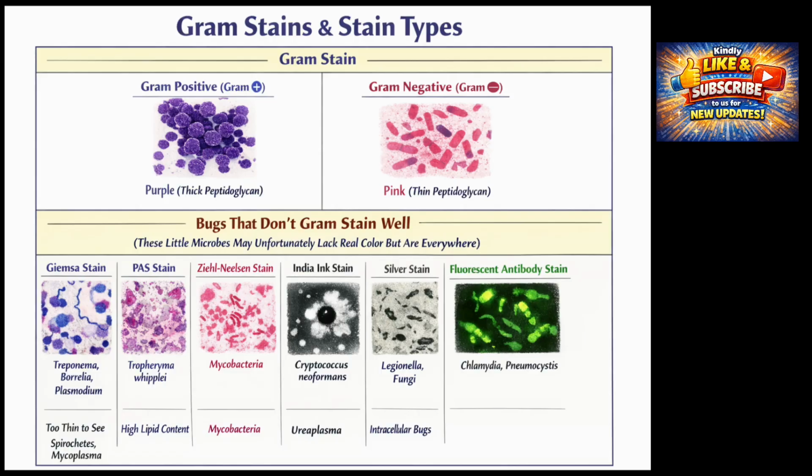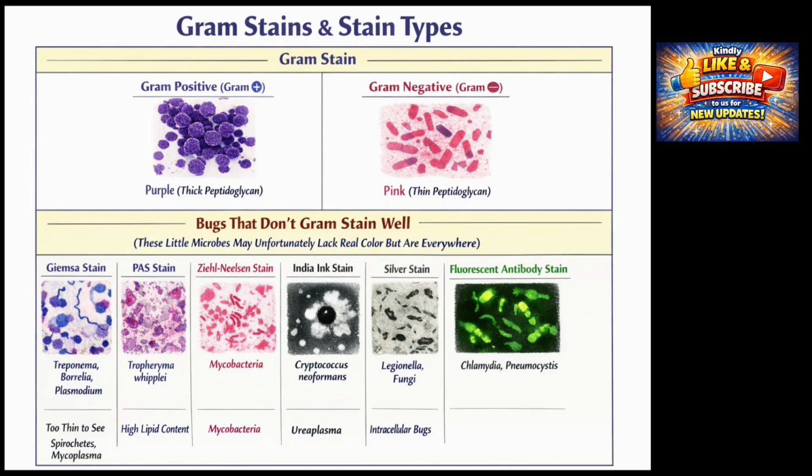Mycoplasma and Ureaplasma lack a cell wall entirely, so Gram stain is ineffective. Certain intracellular pathogens, including Chlamydia, Rickettsia, Legionella, Bartonella, Anaplasma, and Ehrlichia, either lack a typical peptidoglycan structure or live primarily inside host cells, making Gram staining unreliable. Recognizing these organisms in clinical vignettes often requires alternative staining methods or serologic/antigen detection.